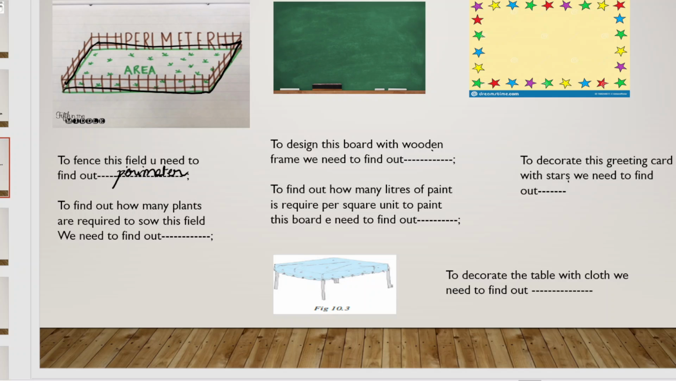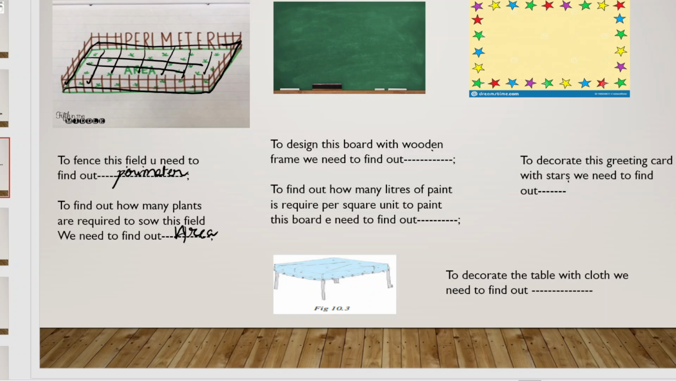And when will you use area? To find out how many plants are required to sow this field. Suppose we wanted to sow paddy in the field, then we need to think about the area of the field, because to find out the required plants we need to find the area of the field. So it is dealing with the space between the boundaries of a closed figure.